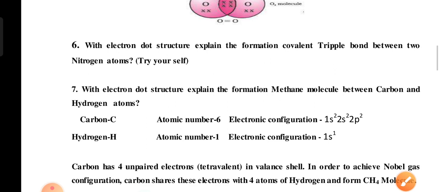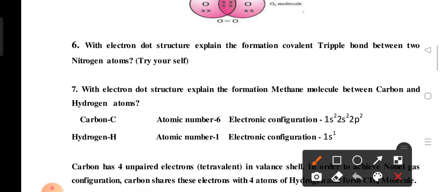Next, with the electron dot structure, explain the formation of a covalent triple bond between 2 nitrogen atoms. Nitrogen atomic number 7. Electronic configuration 1s2, 2s2, 2p3. So its valency is 3.